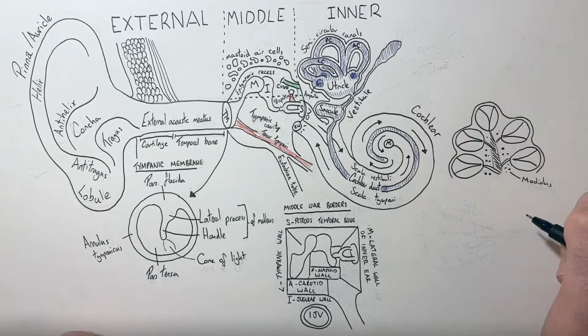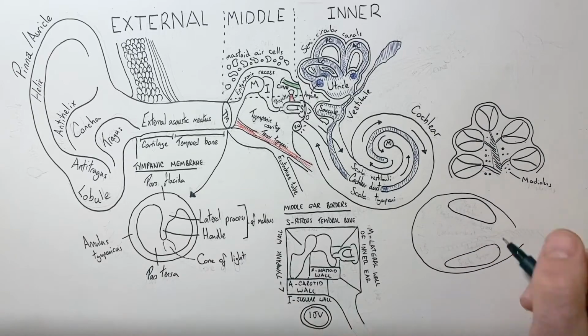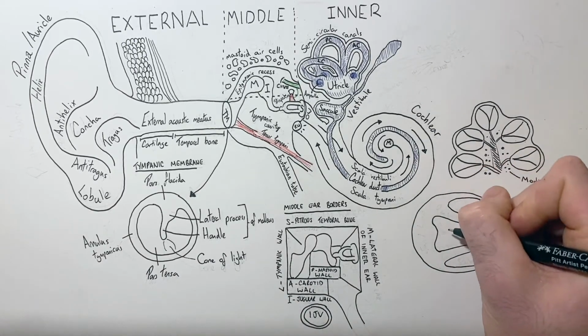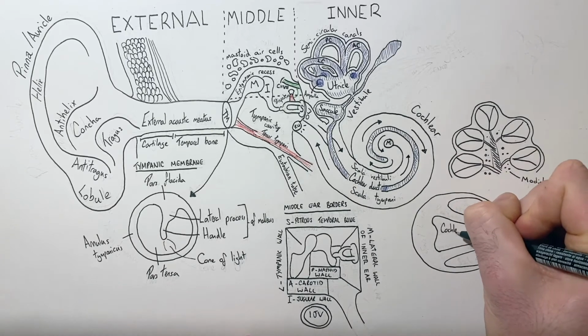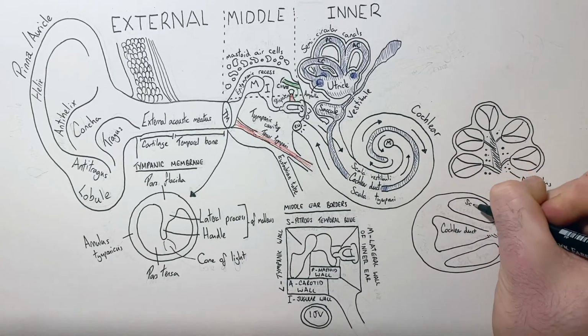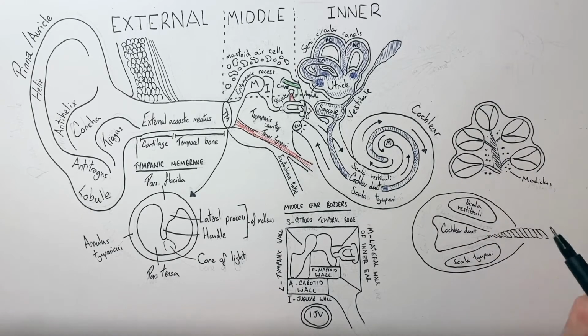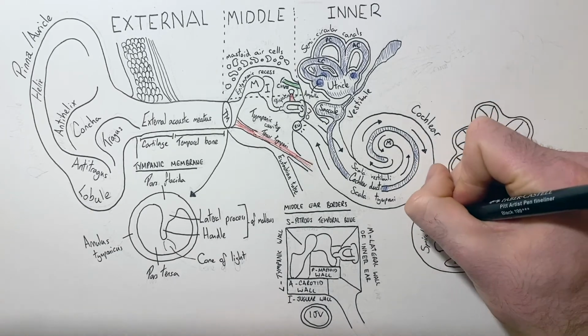So here you can see I'm just taking a cross section of the cochlea now, just to get another clear view. That's the modiolus, that pillar up the middle, straight up to the top. And then with an even more zoomed in cross section now, you can see the cochlear duct in the middle. The scala vestibuli lies above the cochlear duct. The scala tympani lies below.